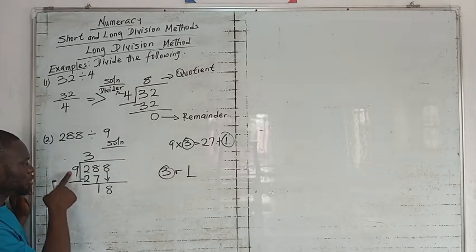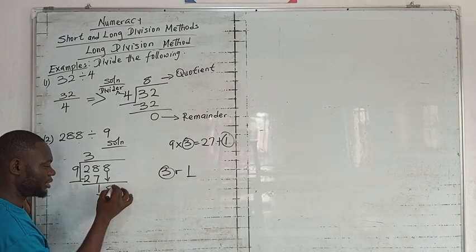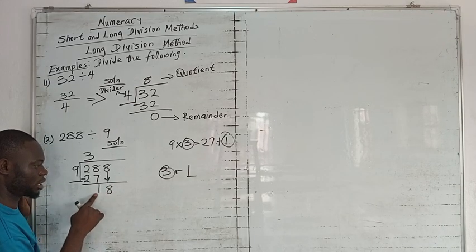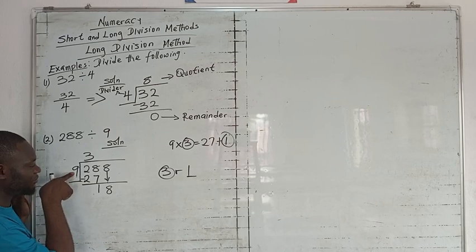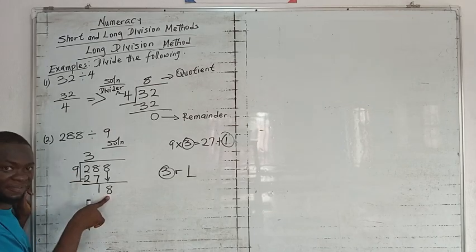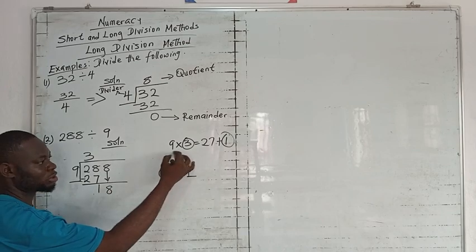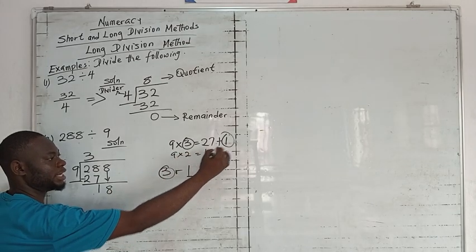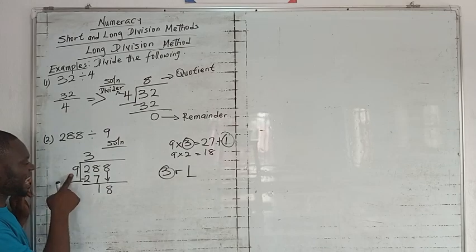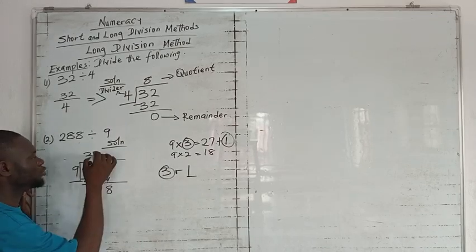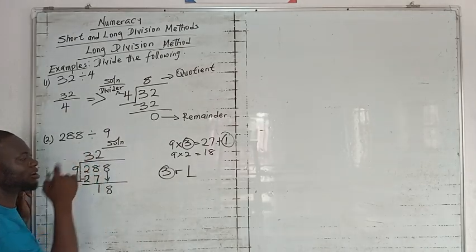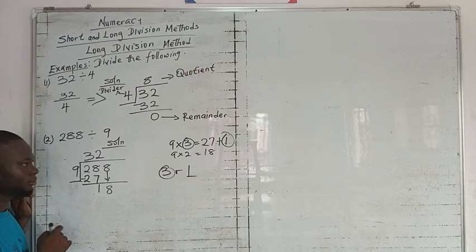Okay. Now we have a new number here, 18. Can you see it? Now we ask ourselves, 9 divide 18. We divide again. 9 divide 18 is what? 2. Because 9 times 2 is what? 18. So 9 divide 18 is 2. We write the 2 here at the back of the first quotient.